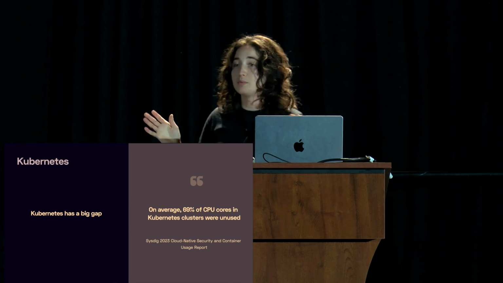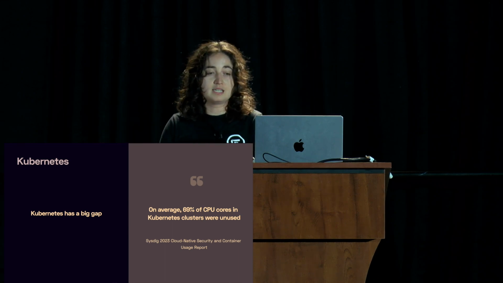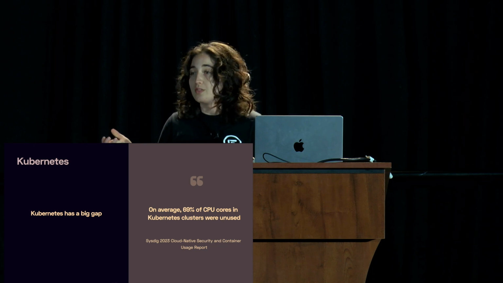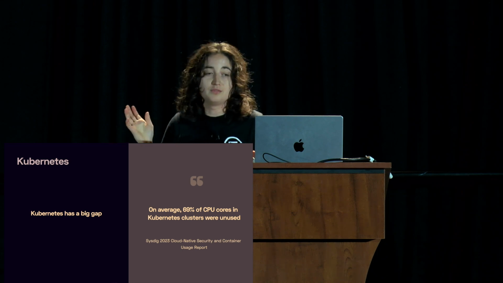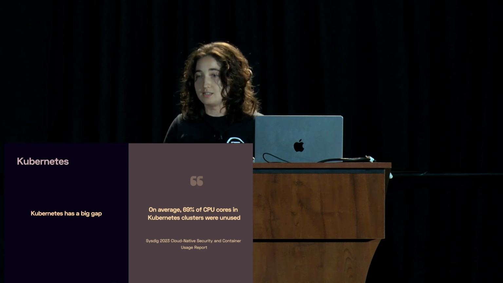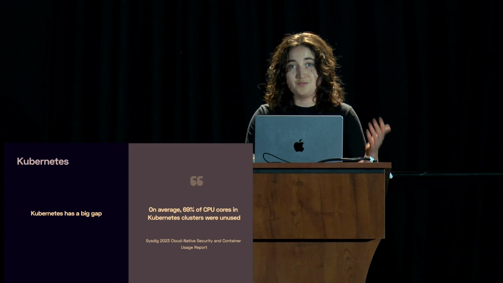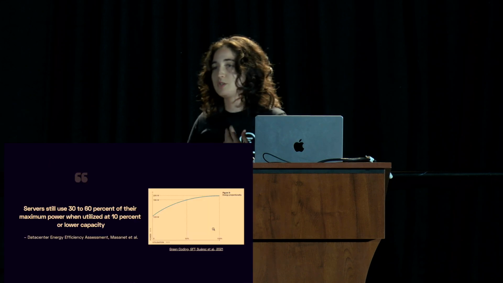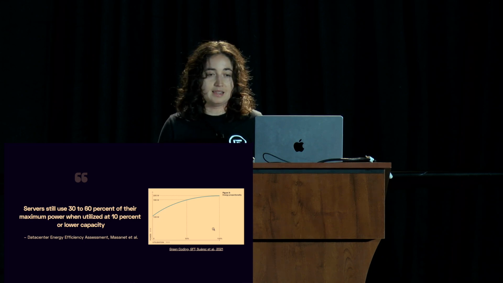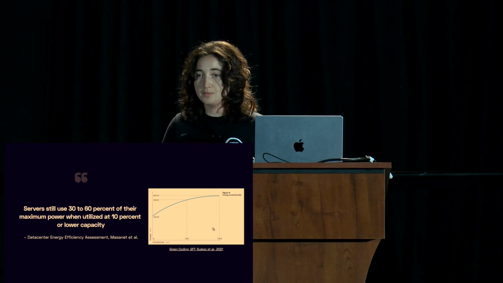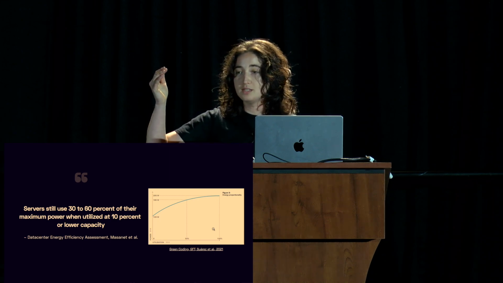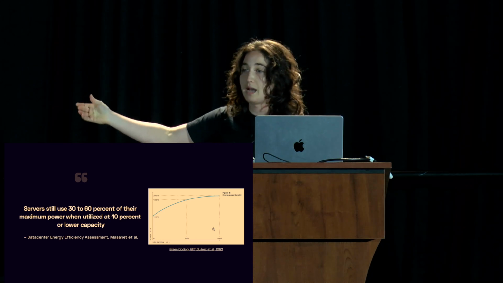And we see this on Kubernetes as a whole. The Sysdig 2023 Cloud Native Security Report and Container Usage Report showed that about, on average, 69% of cores in Kubernetes clusters were unused. So we have a really low utilization of our CPUs in our clusters. And that's a big problem because just because we're using 31% of our CPU does not mean we're only using 31% of the power of those nodes. And that's because there's a non-proportionality of energy consumption. So even if your servers are idle to up to 10% use, that actually is consuming 30 to 60% of the power of that server.